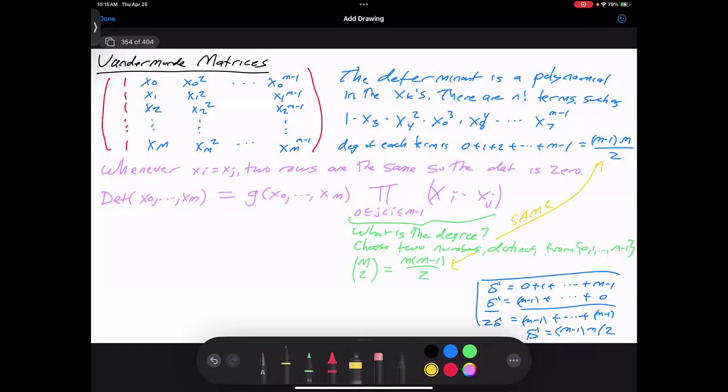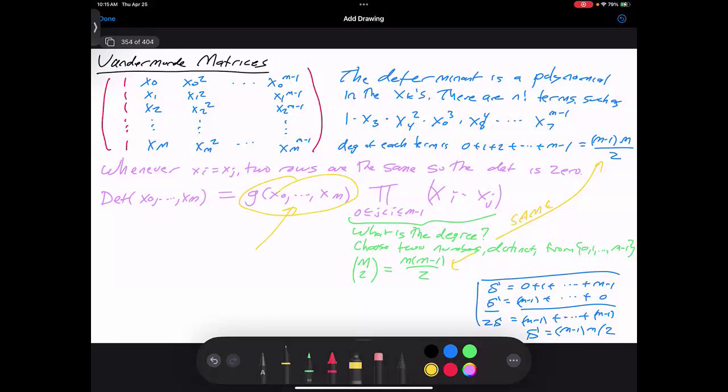We can't take i to be j, because if we took i to be j, we would get a 0 factor, and the determinant would always be 0. But we know that this polynomial is of degree m minus 1 times m over 2, and we know this product is of degree m times m minus 1 over 2. Well, multiplication is commutative. M times m minus 1 is the same as m minus 1 times m. What can you deduce about G? What must be true about G?